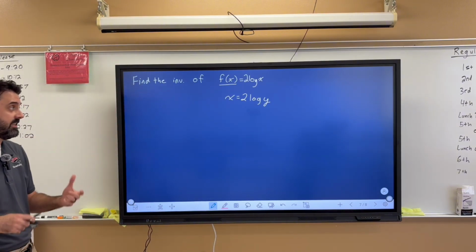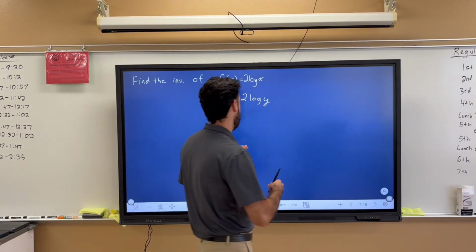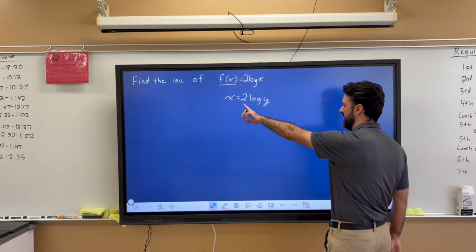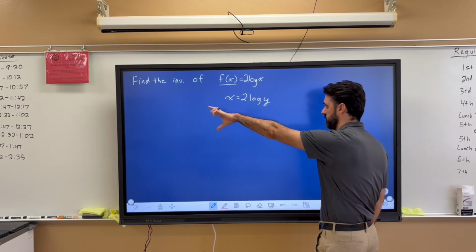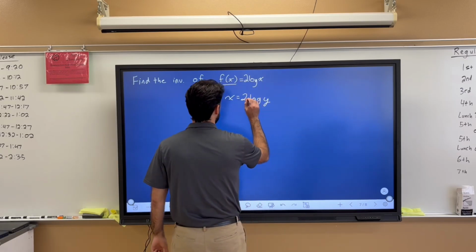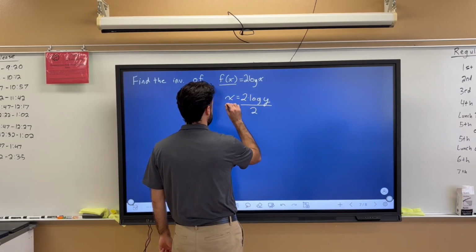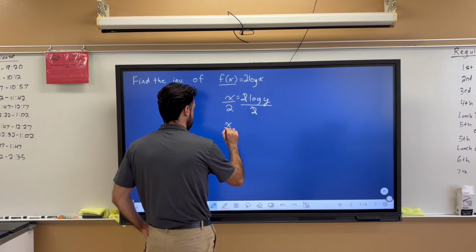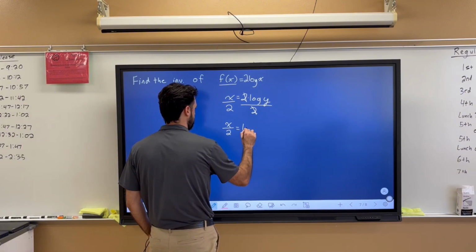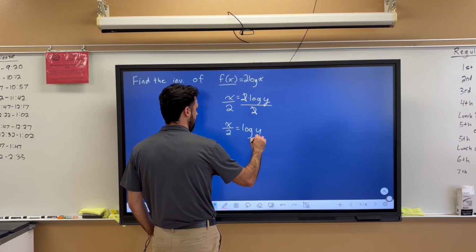Now, to get y by itself, we're going to have to get rid of that 2 and somehow get rid of that log. So because the 2 is outside, I'm going to move that over first. To undo the multiplication of 2, we're going to divide both sides by 2. Cancel those 2's out. So that gives us x divided by 2 is equal to the log of y.